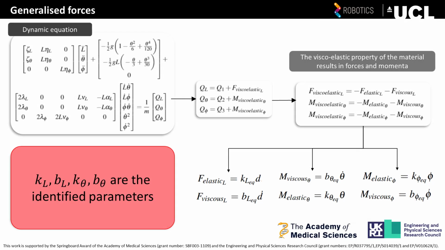The second component of force Qi results from the viscoelastic property of the material, which is shown by F viscoelastic longitudinal, M viscoelastic planar bending, and M viscoelastic spatial bending. We have identified the corresponding viscoelastic coefficients previously. Now, all the parameters in the proposed dynamic model have been identified.